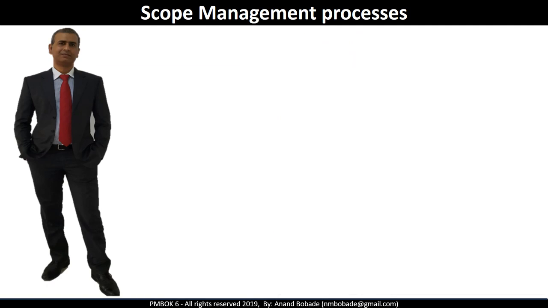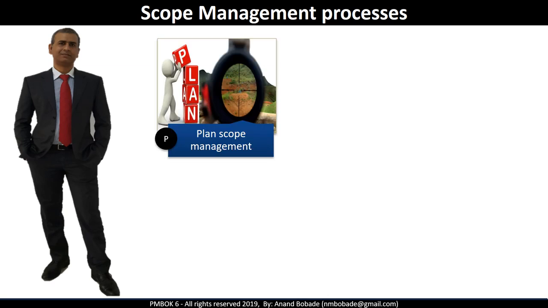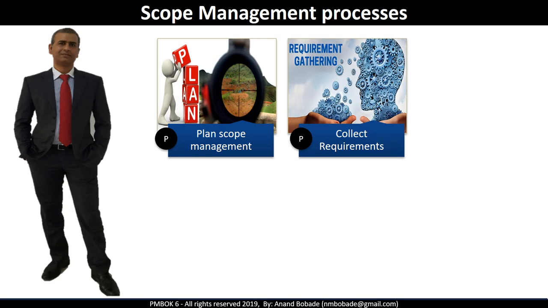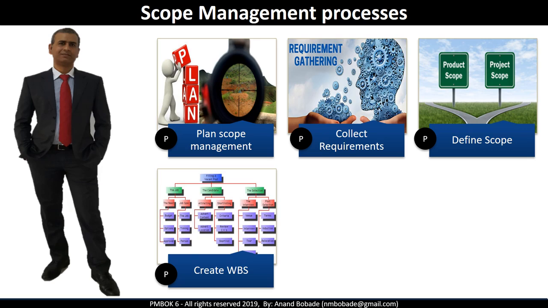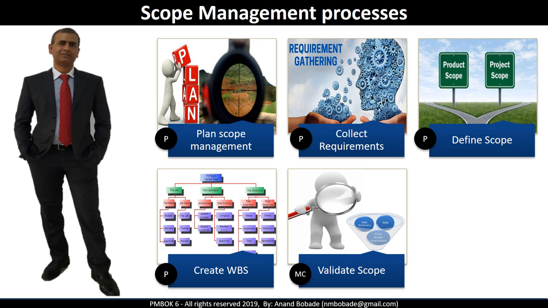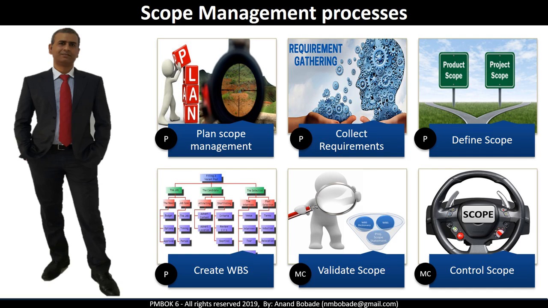Let's take a quick look at all the 6 processes under the scope management knowledge area. The first process is plan scope management, then collect requirements, define scope, create work breakdown structure, validate scope, and control scope. The first 4 processes are part of the planning process group, and the last 2 processes are part of the monitoring and controlling process group.